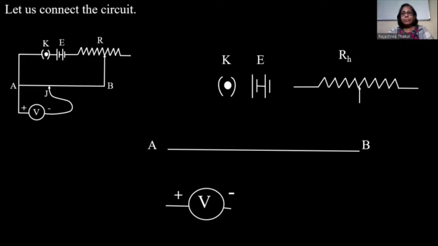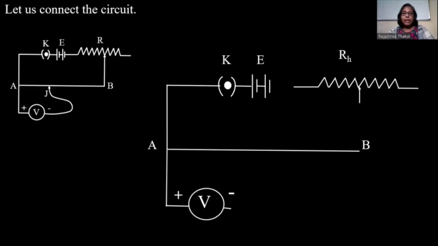Let us start from the positive terminal of the source. The positive terminal of the source is connected to one end of the key. The other end of the key is connected to the end A of the wire. So now, end A is connected to the positive terminal of the source. That means end A of the wire is at higher potential. Hence, the positive terminal of the voltmeter will be connected to A.